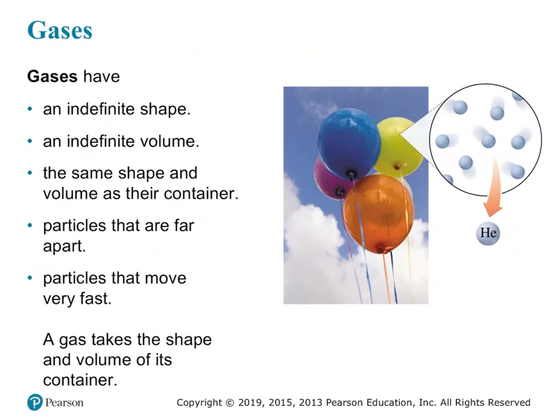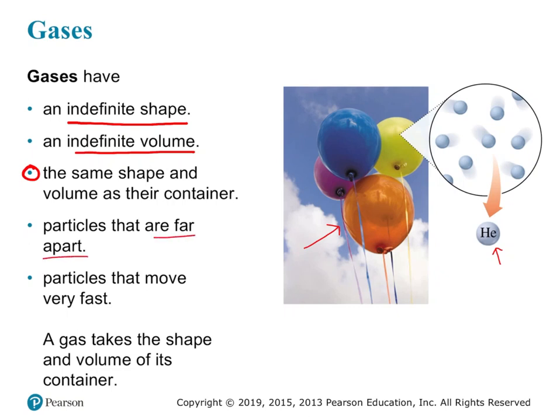All right, and then gases is our last state of matter. Now, gases are pretty different from solids and liquids. They have an indefinite shape. So again, they take the same shape as their container, but they also have an indefinite volume. That means that gases have the same shape and volume as their container. You can imagine gases in a balloon, maybe helium, for instance. And helium, we said, was an element. All of the different particles of helium are going to fill that space in the balloon. So the particles are actually going to be far apart from each other.